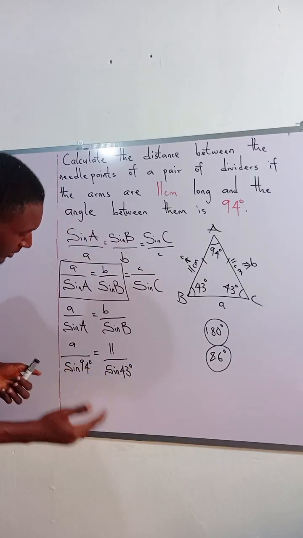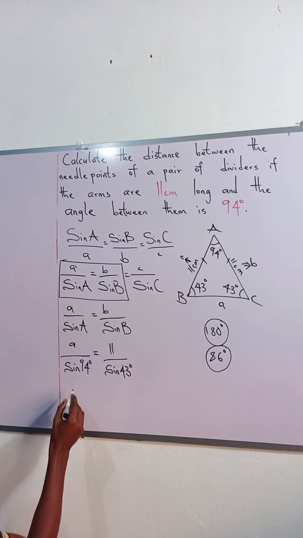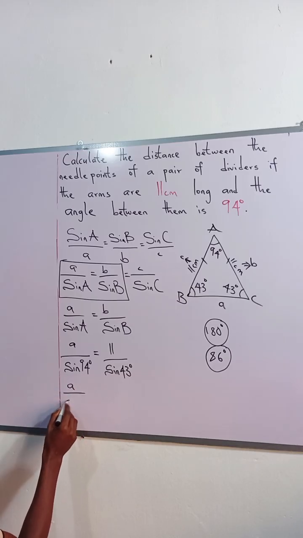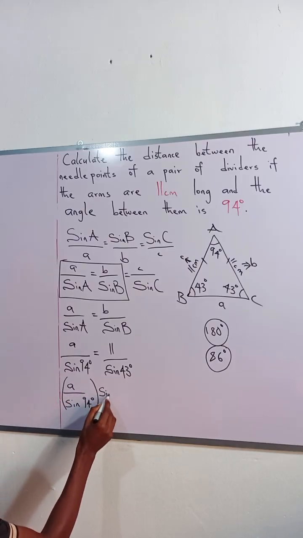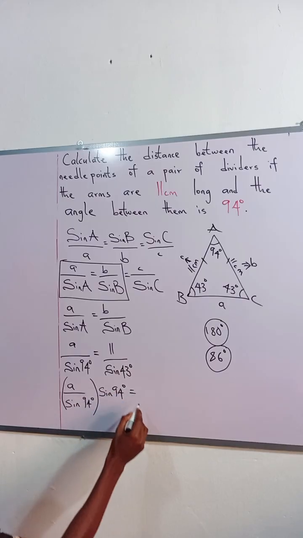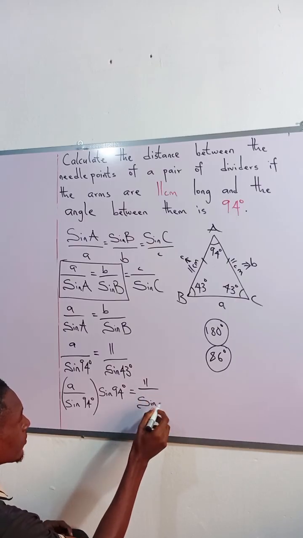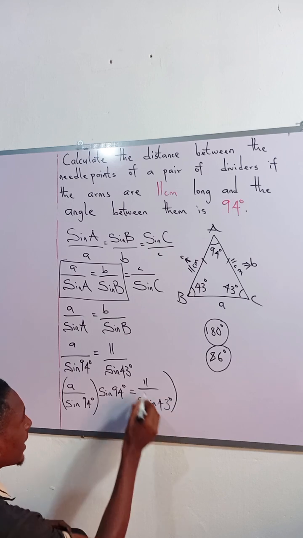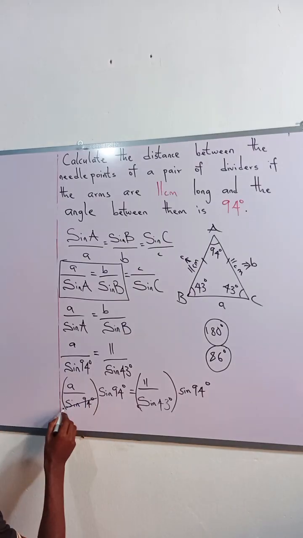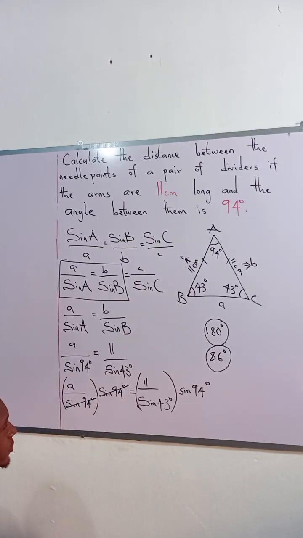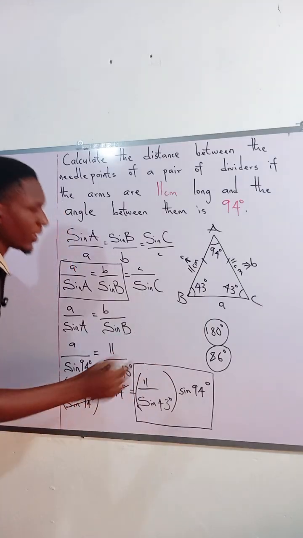So to get our a, we are going to multiply both sides by sine 94 degrees. Yes, multiply both sides by sine 94 degrees. Therefore, we are going to have a over sine 94 degrees multiplied by sine 94 degrees, and we also multiply this one here by sine 94 degrees. So sine 94 degrees cancels sine 94 degrees. Therefore, to get our a, we are going to evaluate this to get our a.